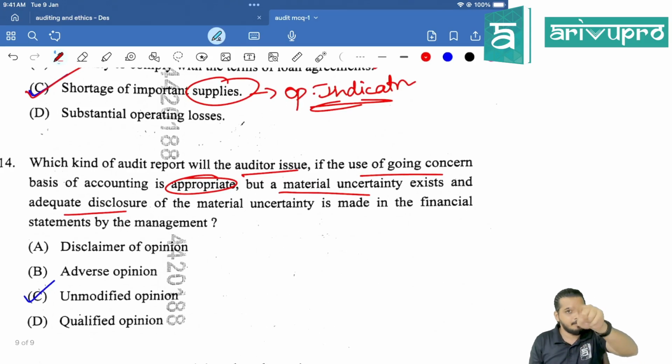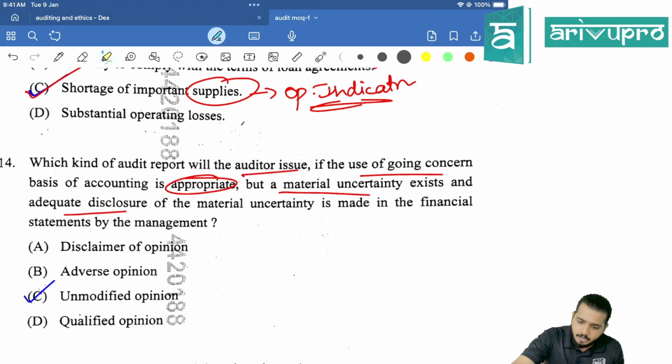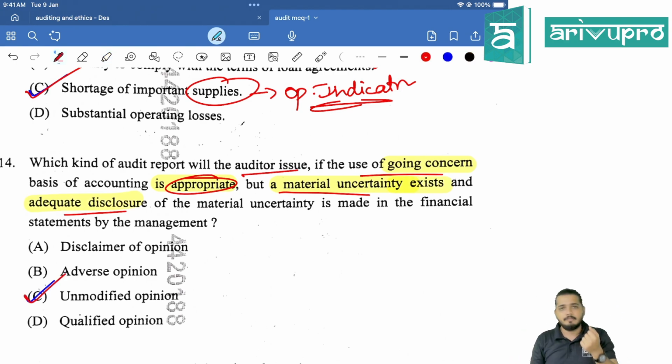In SA 570, reporting responsibilities. So here, the use of going concern is appropriate. Material uncertainty exists. Adequate disclosure is made. So the key point here is going concern is appropriate, material uncertainty exists, adequate disclosure is made. What opinion? Good boy opinion, that is unmodified.